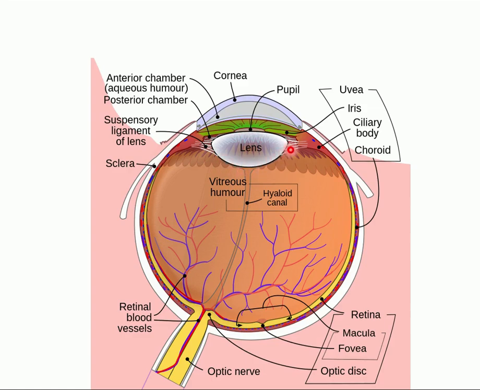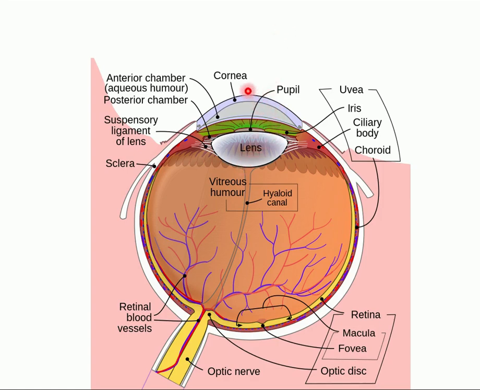The structure behind the pupil is called the lens. This transparent biconvex structure is the crystalline lens, which is suspended by the suspensory ligament of the lens, or zonules, in order to adjust the thickness of this lens, which subsequently will change its power for distance and near objects of regard.